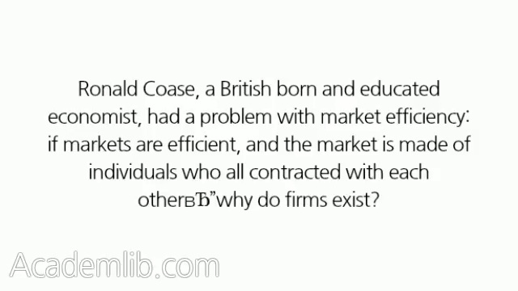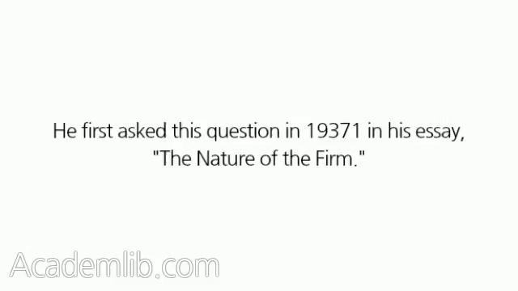Ronald Coase, a British-born and educated economist, had a problem with market efficiency. If markets are efficient, and the market is made of individuals who all contracted with each other, why do firms exist? He first asked this question in 1937 in his essay, The Nature of the Firm.